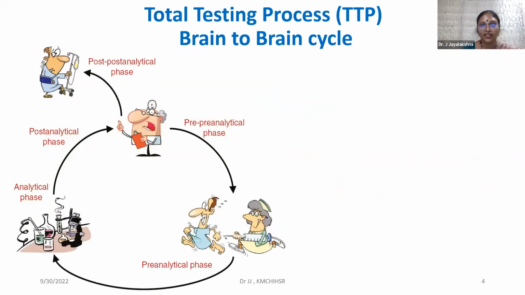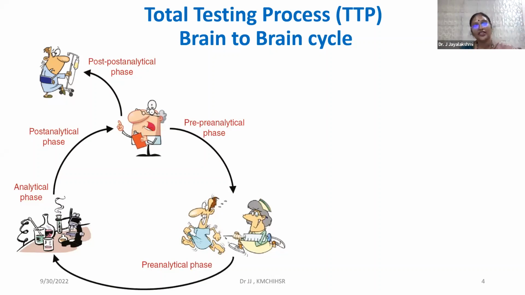Brain-to-brain cycle, or the total testing process, TTP. TTP means total testing process. It starts in the brain of a clinician who looks at a patient who's sick and chooses to do a test. So it is his or her judgment which starts this entire process of testing itself. So in the pre-analytical phase, whether we like it or otherwise, the clinician is a part who would be making a judgment of sending a sample for a test or asking for a particular test.